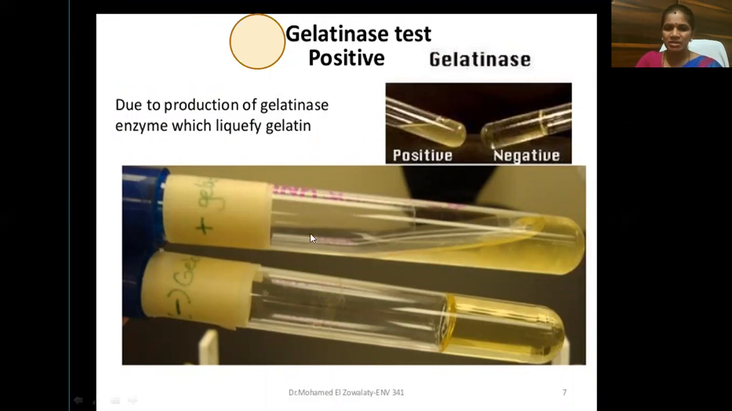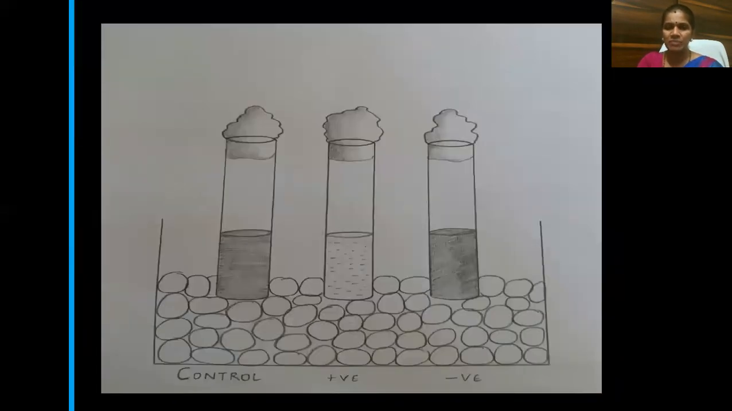See in this particular test tube, you can make out positive gelatin. It is totally liquid, on slant condition. Whereas in this case, the negative gelatin test tube, you can see the solidified media due to the presence of gelatin, which was not hydrolyzed by the microorganism.